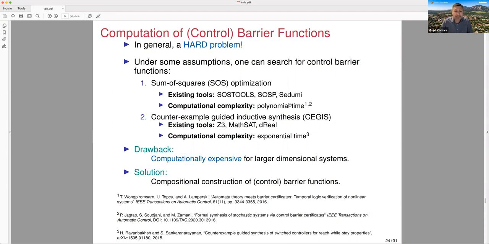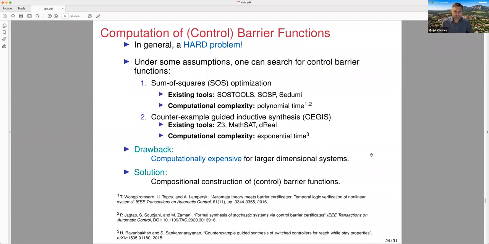In fact, Shriram has done a lot of work on searching for barrier functions using so-called counterexample guided inductive synthesis. So with his previous PhD student Hadi, they use SMT solvers to search for barrier functions. And they don't need any assumptions on the dynamic having to be polynomial. But the problem is, in the worst case, complexity is exponential time. So now you can imagine, if I have a large scale system, again, even in this case, in which I am not doing any discretization, I am still suffering from computational complexity.